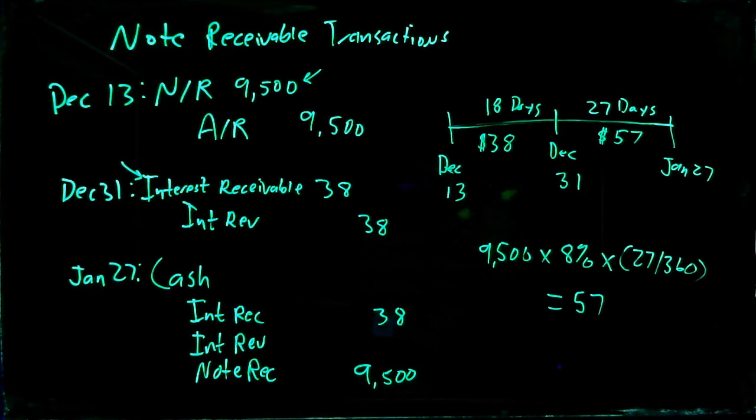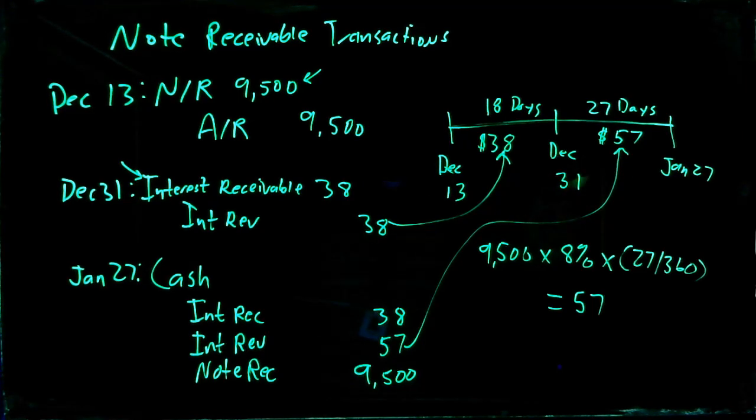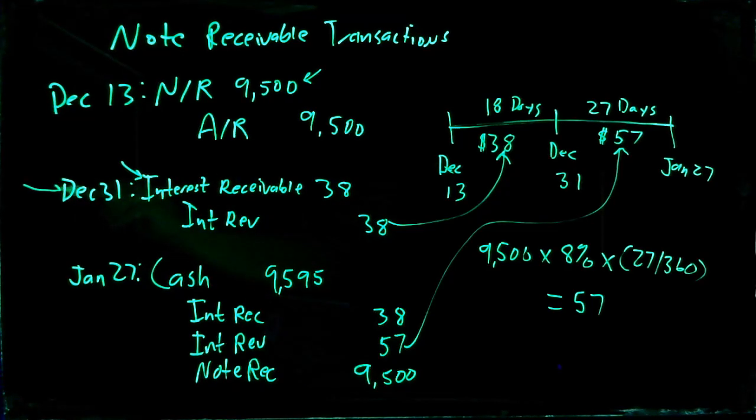So we recognize $38 of interest revenue in December, and then we recognized $57 of interest revenue from January 1st to January 27th. So how much cash are we getting paid from our customer? $9,500 plus 57 plus 38. The customer is paying us $9,595. We get paid principal plus interest. And then we're timing our interest revenue in the year it was earned. So we only have to do this crazy interest accrual thing when we're crossing a year. All right.